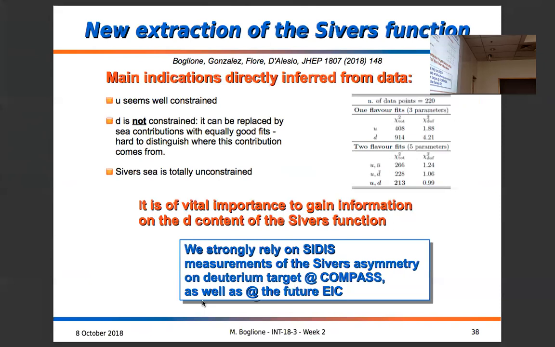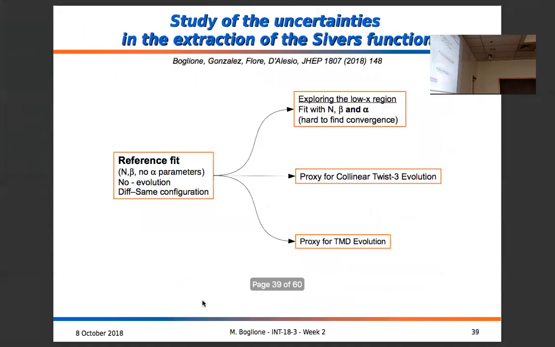And we find that the data as they are now are not actually constraining D very well, so much so that if you make a fit using U and D, or a fit using U and U bar, you find very soon a good chi-squared. So the fit needs one more contribution. But whether this is D or D bar or U bar, the data don't tell you, right? So D is poorly constrained, and the Sivers C is basically unconstrained. And again, this is something that EIC can really teach us about.